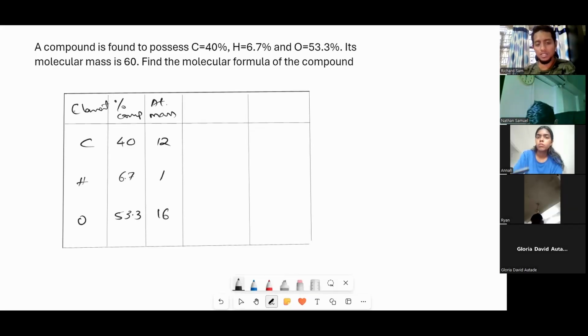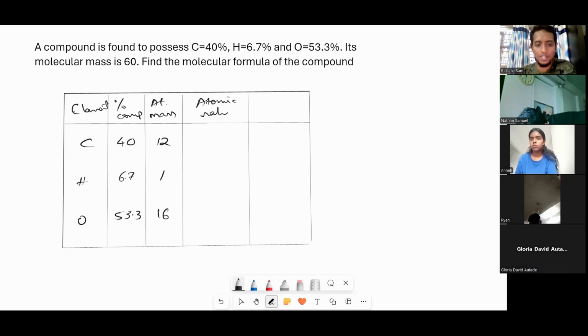Okay, so we're filling our table. First column is the elements, the 3 elements. Second column is the percentage composition of each of the elements, which is given in the question. Third is the atomic mass of the elements, which might be given in the question. Mostly they should give the masses of each of these elements. Okay. Now the next column is the ratio. It's called atomic ratio.